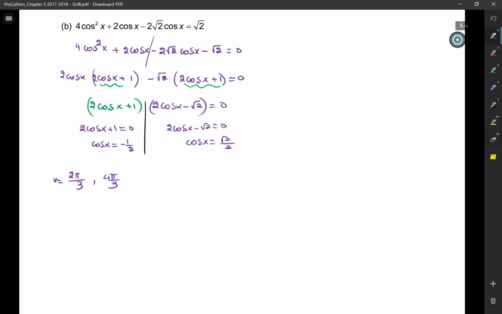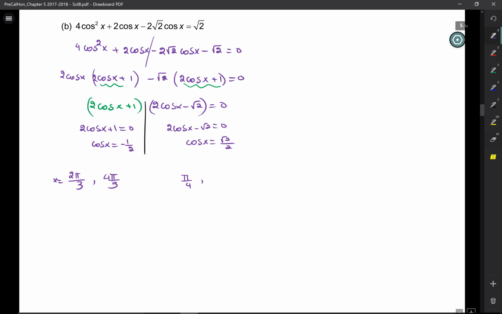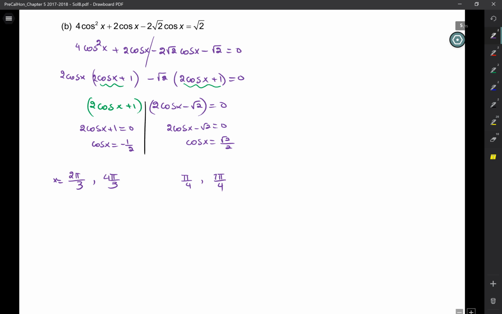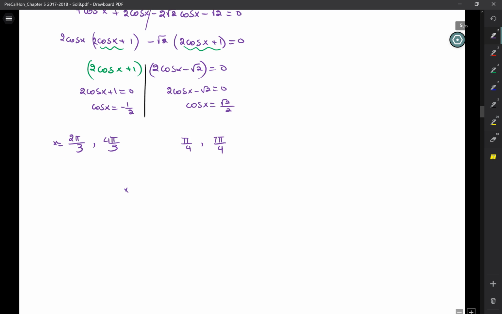These are the pi over 4s. So it'll be pi over 4 and? What do you think? 7 pi over 4? In quadrants 1 and 4. So now this will be pi over 4, 2 pi over 3, 4 pi over 3, 7 pi over 4. Okay?